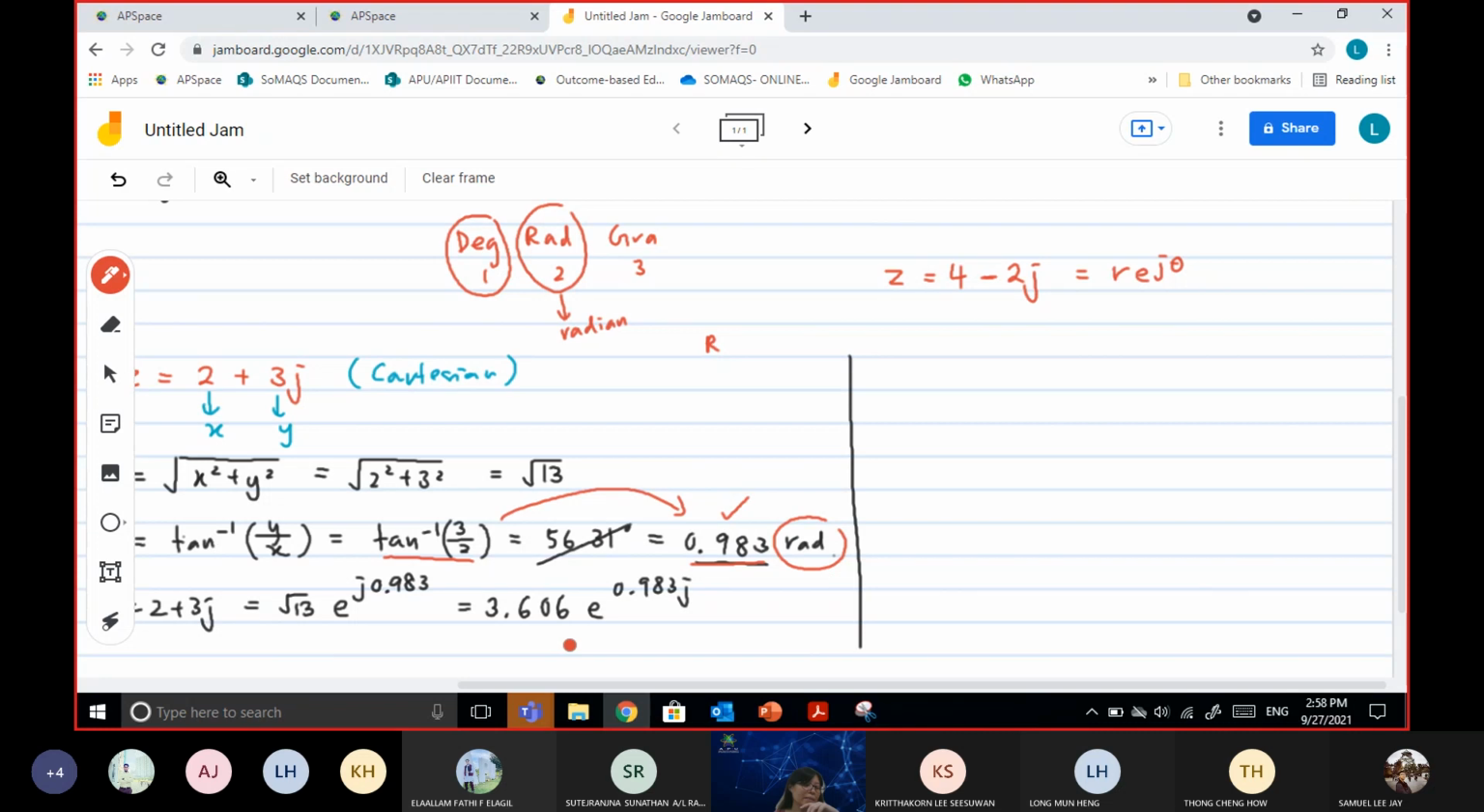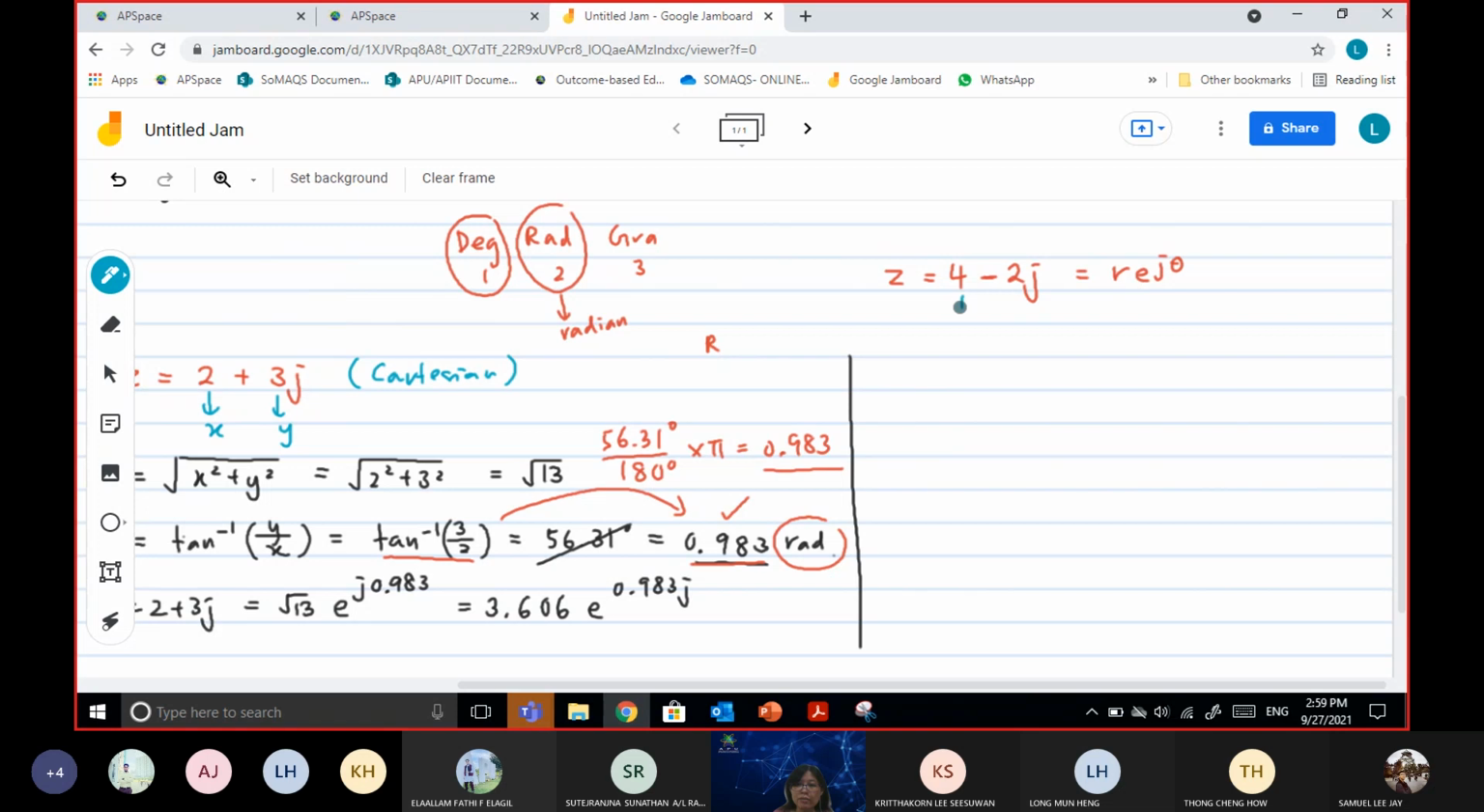Yeah, so what was mentioned by Samuel is correct. If we want to change 56.31 degrees to radian, we need to divide it by 180, then multiply by pi. Then you will get 0.983. Okay, so it's correct. Now how about the others? I can see other answers from students that look a bit different. Saad's answer is different for the imaginary part. So now let's check it out.